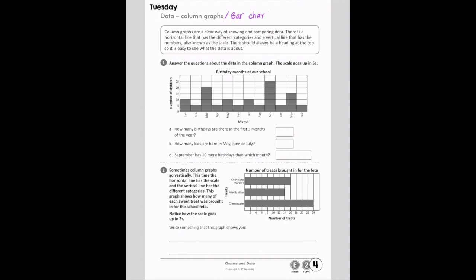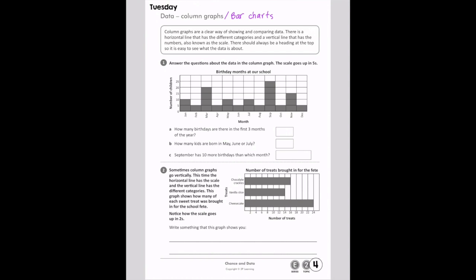In the next activity, we're going to be practicing our column graphs or bar charts, which is another name we can use. So column graphs or bar charts are a clear way of showing and comparing data. There is a horizontal line, so left to right, that has different categories, and a vertical line, up and down, that has numbers, also known as a scale.